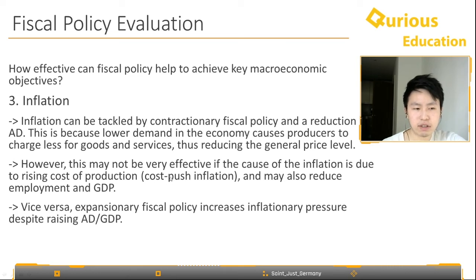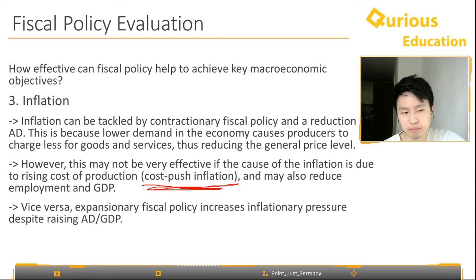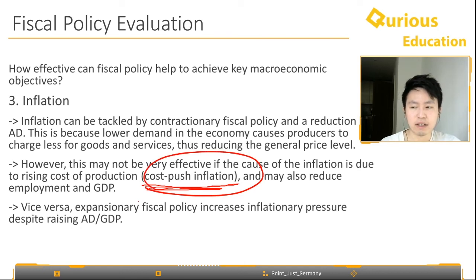If the inflation is not caused by the level of demand in the economy, for example, if the inflation is caused by the level of supply in the economy, called cost push inflation, then the fiscal policy would not be very effective in this case, because it doesn't help with the root cause of the problem. So cost push inflation is when the cost of doing business, such as acquiring raw materials, is too expensive, then businesses would need to charge even more for their goods and services, and this would lead to high levels of inflation.